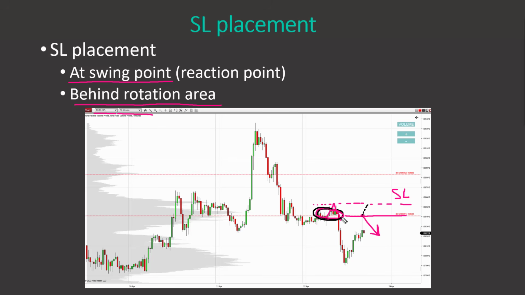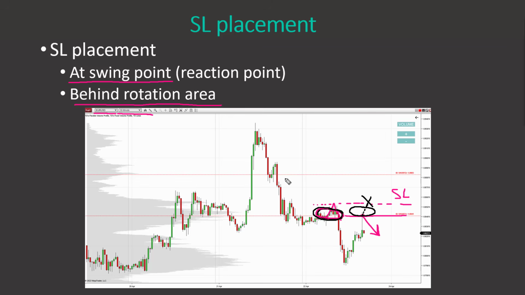That sellers from this place just weren't strong enough to defend this place, and that the buyers just pushed through. And there's no point holding that position any longer, because the resistance, which was marked by this rotation area here, clearly failed. So no point in trading that trade anymore. So quit it in here.